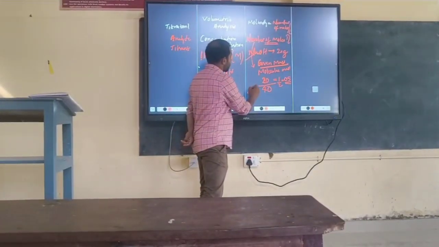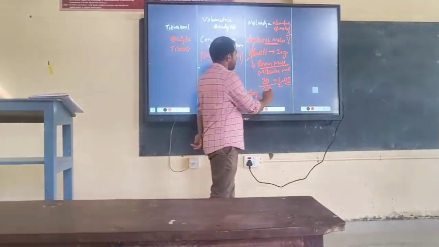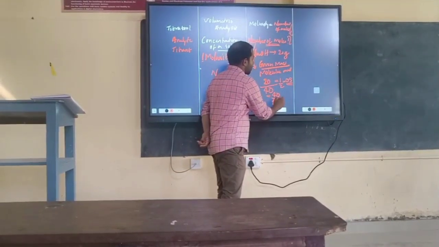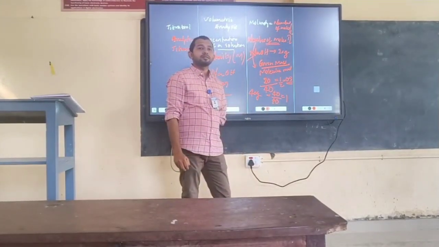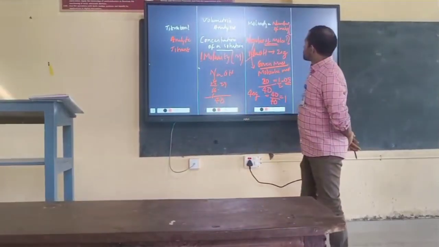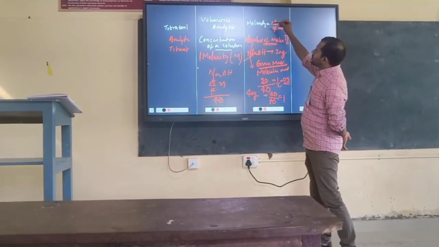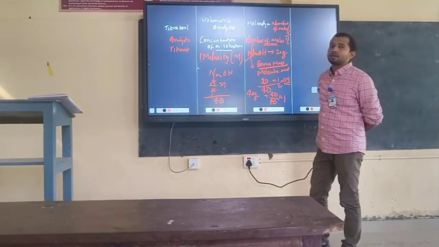What about 40 gram of NaOH? The given mass of NaOH is 40. The molecular mass is 40. So 40 gram of NaOH is 1 mole of NaOH. So now we can see the definition of molarity is number of moles per liter.